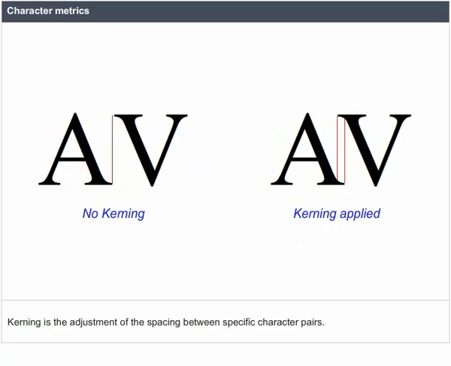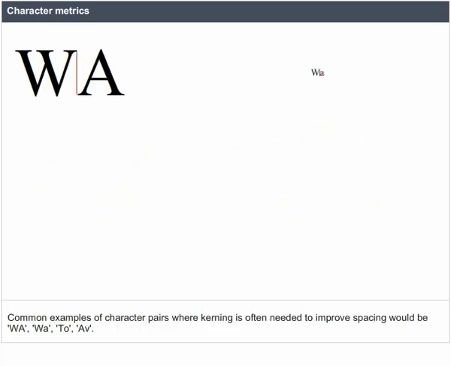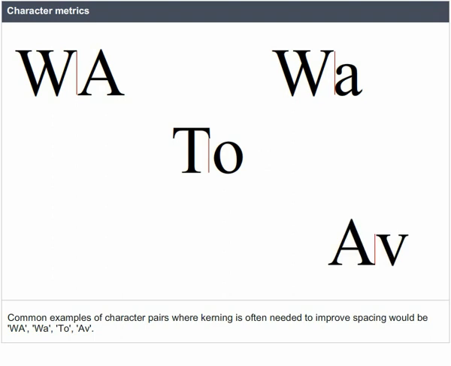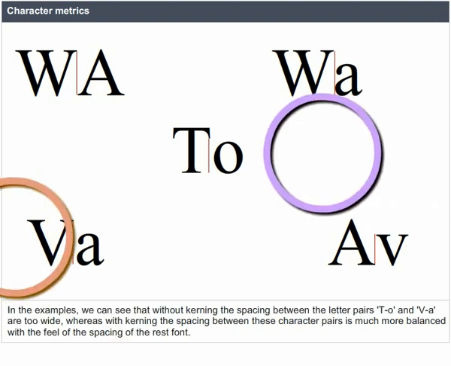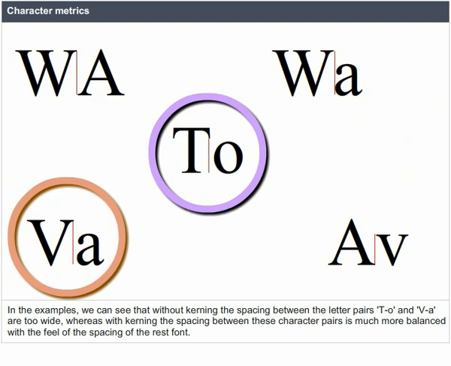Kerning is the adjustment of the spacing between specific character pairs. Common examples of character pairs where kerning is often needed to improve spacing would be WA caps, WA small, TO, AV. In the examples, we can see that without kerning, the spacing between the letter pairs T, O, and VA are too wide, whereas with kerning, the spacing between these character pairs is much more balanced with the feel of spacing of the rest of the font.